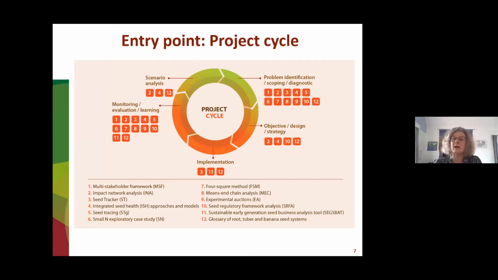The second way is looking at the project cycle. So that goes from problem identification, the scoping or diagnostic stage, then looking at identification of objectives and designing specific strategies through to implementation, monitoring, evaluation, and learning. And then some tools that are looking at scenario analysis. And here I would like to highlight in particular impact network analysis, which Karen Garrett will be talking about later on in the week, which is a scenario building tool, and then also integrated seed health approach. So as you can see here, many of the tools are focused either on the initial problem identification stage or the monitoring and learning stage in the project cycle.